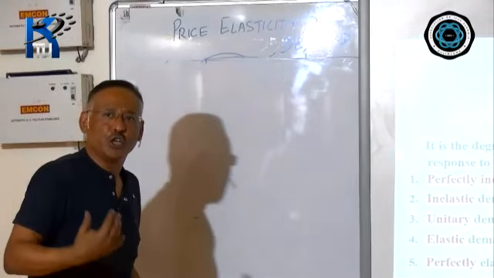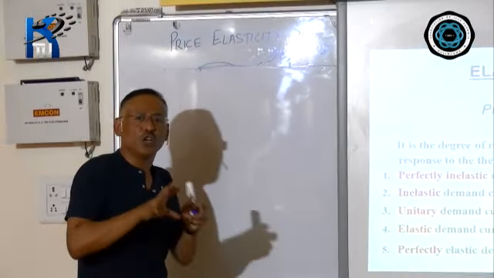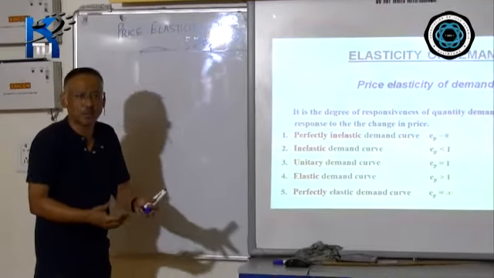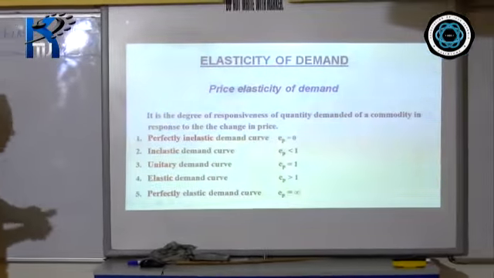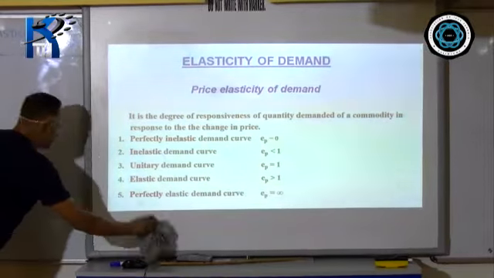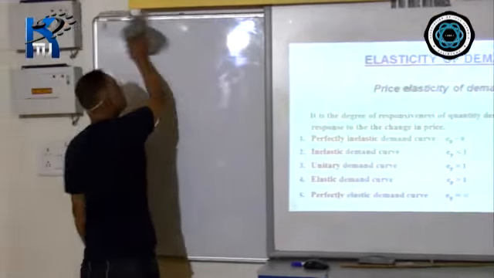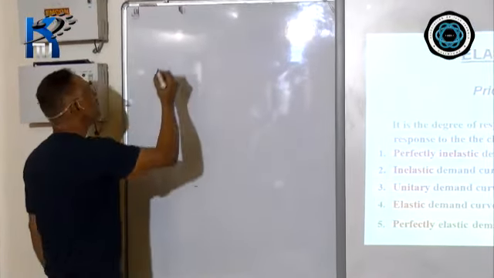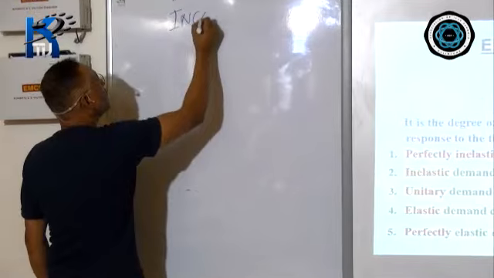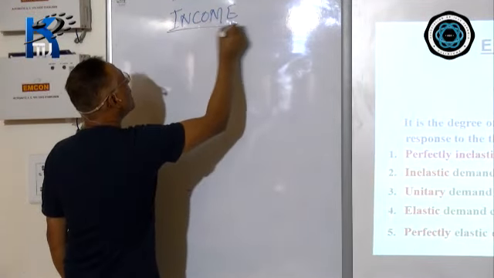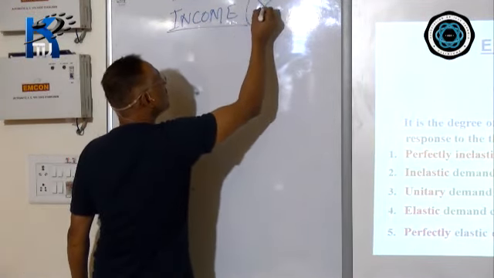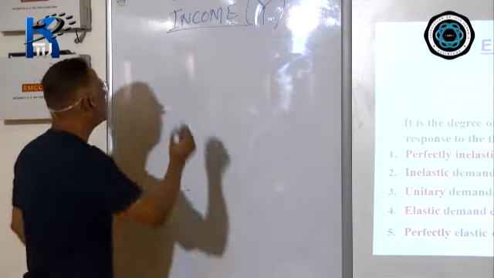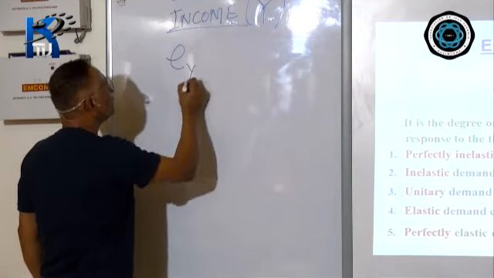The next thing I'm going to teach you in my next class, I'm going to give you a gist of what I'm going to teach so that some of you can read the textbook beforehand and understand. The next topic is called income elasticity of demand. Income is written like this. This is the sign of income. Income elasticity of demand, we write E with a Y.